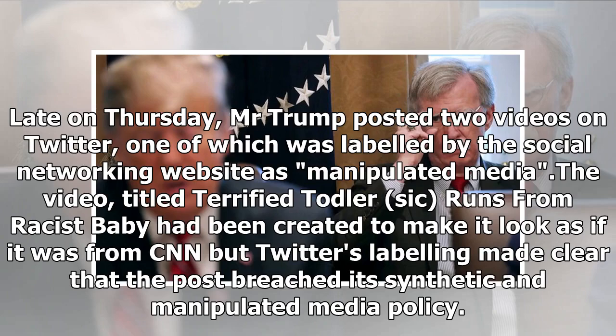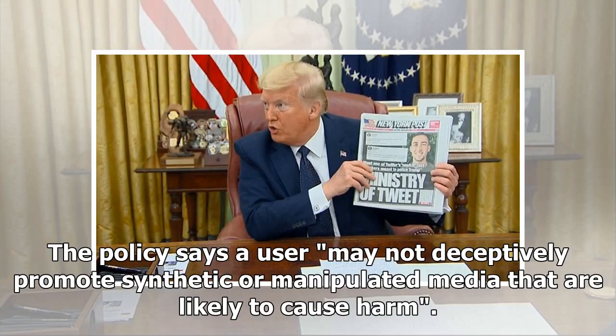Late on Thursday, Mr. Trump posted two videos on Twitter, one of which was labeled by the social networking website as manipulated media. The video, titled "Terrified Toddler, Sick, Runs from Racist Baby," had been created to make it look as if it was from CNN, but Twitter's labeling made clear that the post breached its synthetic and manipulated media policy. The policy says a user may not deceptively promote synthetic or manipulated media that are likely to cause harm.